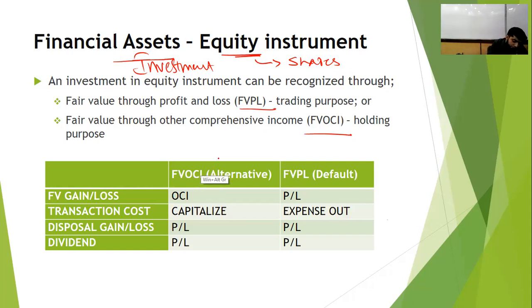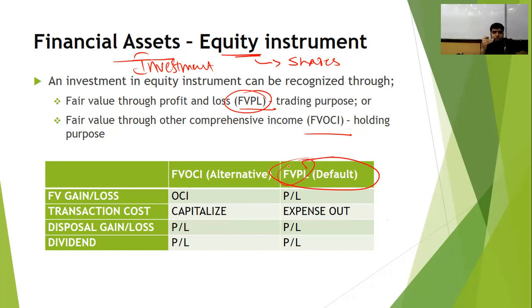First of all, we need to conclude this one, that fair value through P&L is a default assumption. Always remember, it's a default assumption. What does it mean? If nothing is mentioned, if the question states that the company has invested or the company has purchased ordinary shares of X company, and if nothing is stated, it means it's a default assumption that we are following the fair value through P&L.